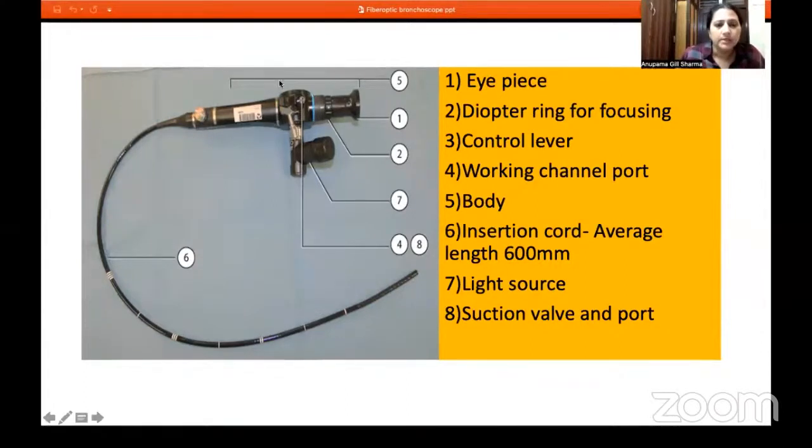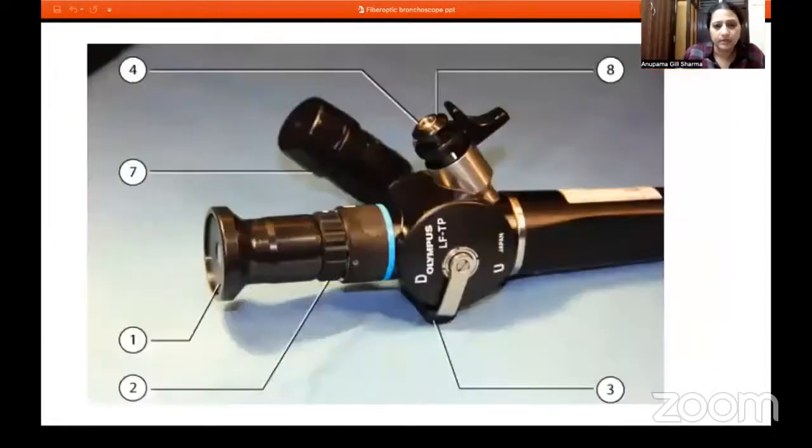And this whole component here is the body of the fiber optic scope, which consists of all the components including the eyepiece, the focusing ring, the working channel, and the suction. Here, this is the insertion cord, which is around 60 centimeters in length. Here is where the light source is attached. And then there is a suction port also. Suction valve and suction port. Pressing it will cause the suction to occur.